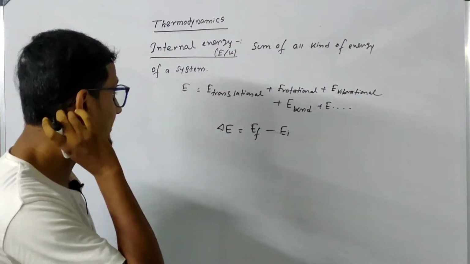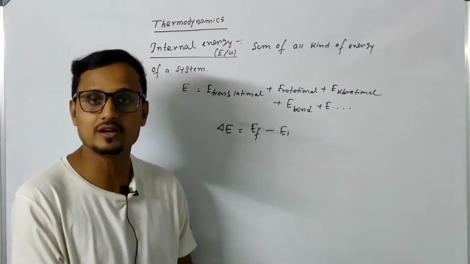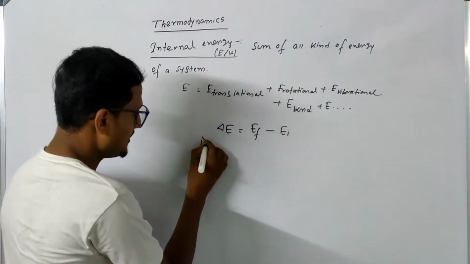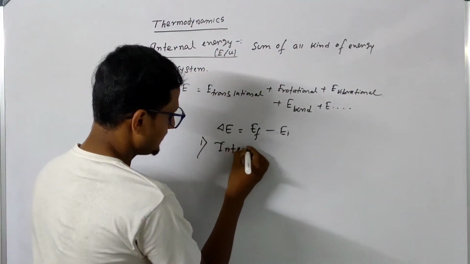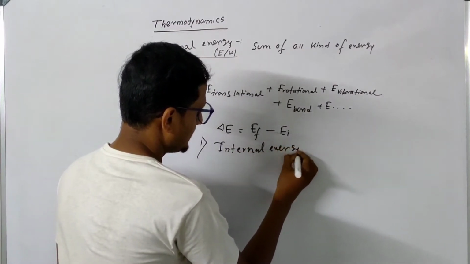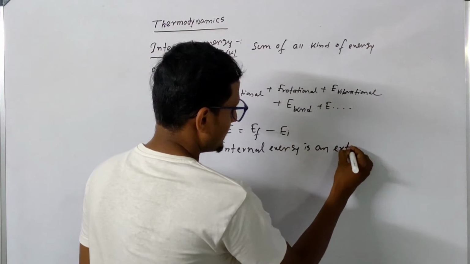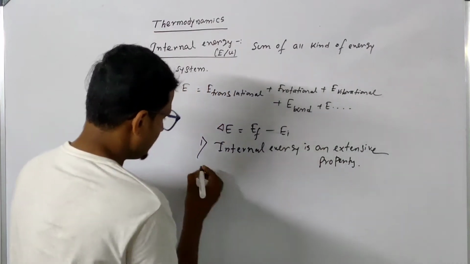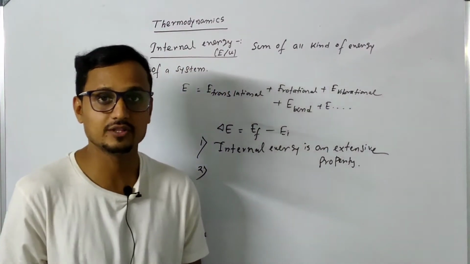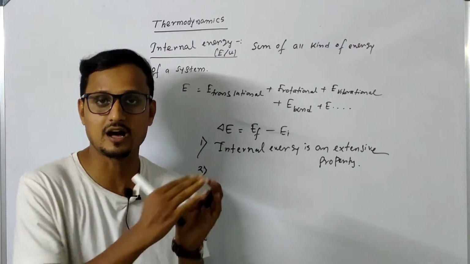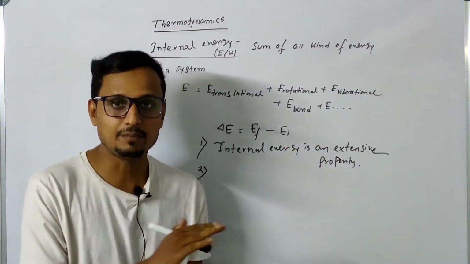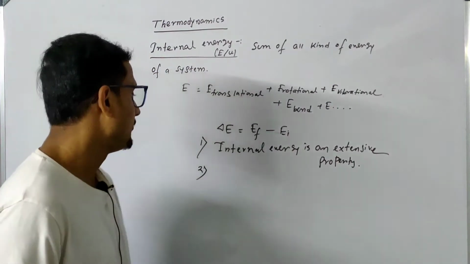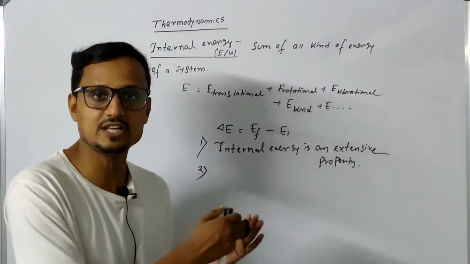Now there are some characteristics of the internal energy that we have to learn. First of all, internal energy is an extensive property. Next, it does not depend on the path of the system. That means how it changed from one state to another, the path, does not matter. And for a cyclic process, the change of internal energy is 0.